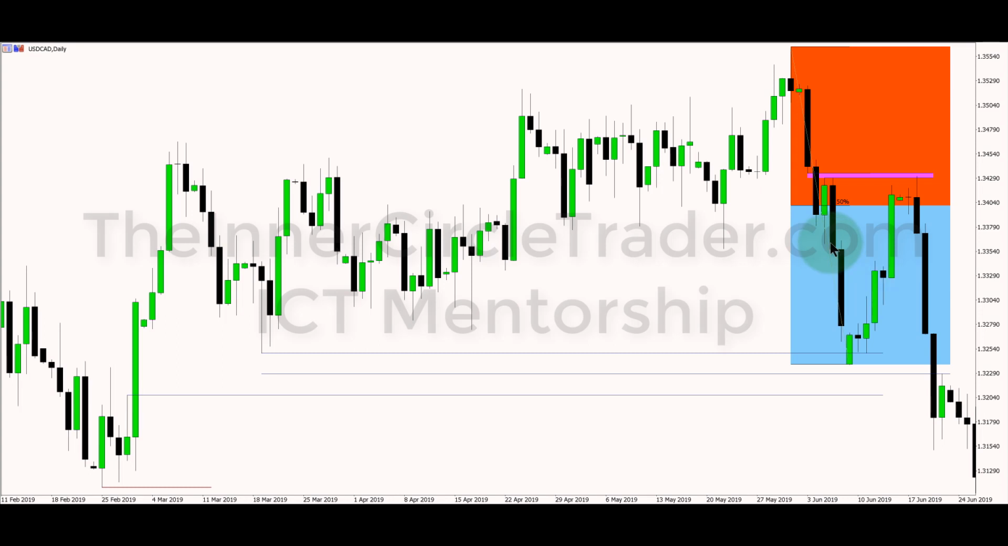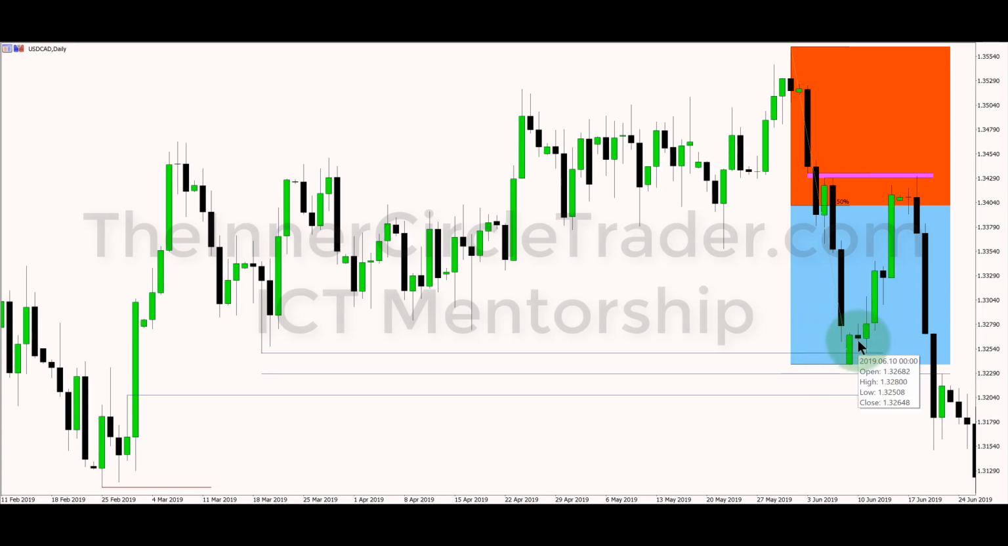Okay. We have a BISI, buy-side imbalance, sell-side inefficiency here, just defined by this low and this high. Consequent encroachment is right here. So on this particular day here, on June 9th, we gapped down at the open below equal lows, relative equal lows, and then we started to close in and close the gap, if you will. We had created a swing low here, this candle. So now we have a swing low.